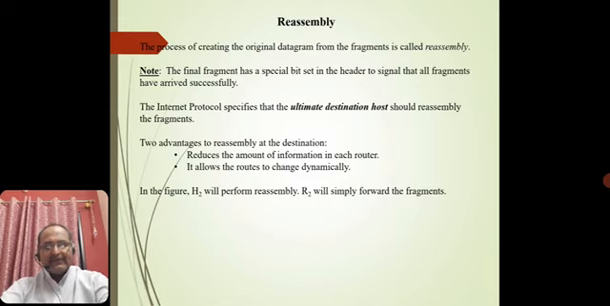Two advantages of reassembly at the destination. One is that it reduces the amount of information in each router, so sending a big table as smaller pieces is always feasible, and it can be received without distortion. It also allows routes to change dynamically, because different addressing techniques have to be allocated. So this performs the reassembly, the simple forward fragmentation system.